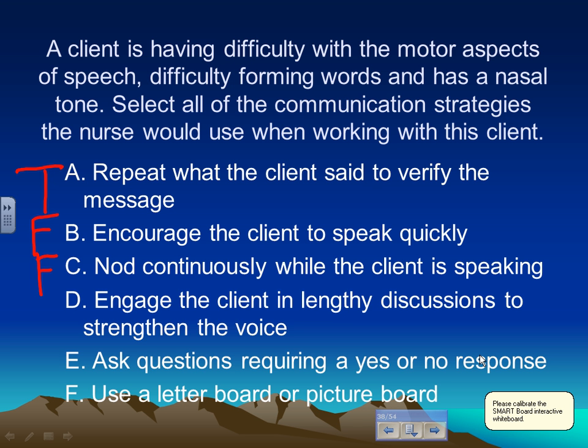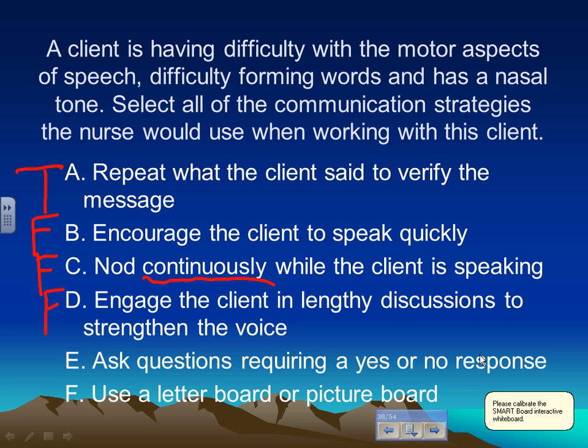Plus, it would drive him nuts. I mean, if somebody's nodding at you all the time. Plus, it has an absolute in it. So you would want to eliminate that one because of that absolute. Not only would it just drive the patient crazy. Engage the client in lengthy discussions to strengthen the voice. No, not in this case.